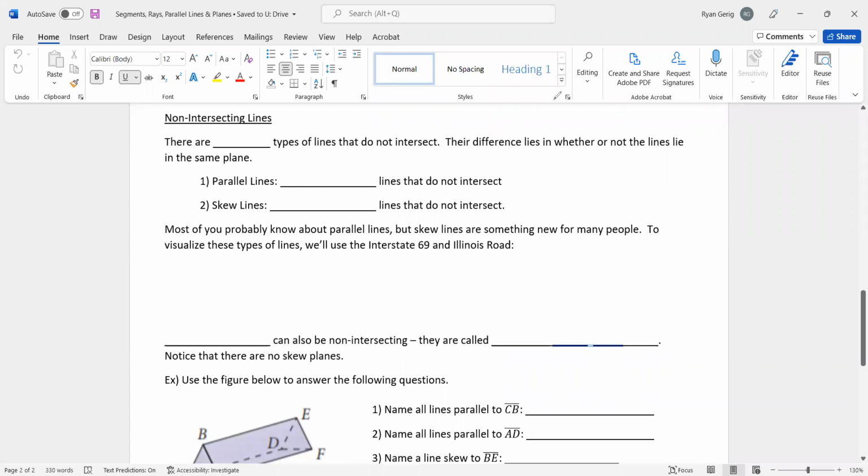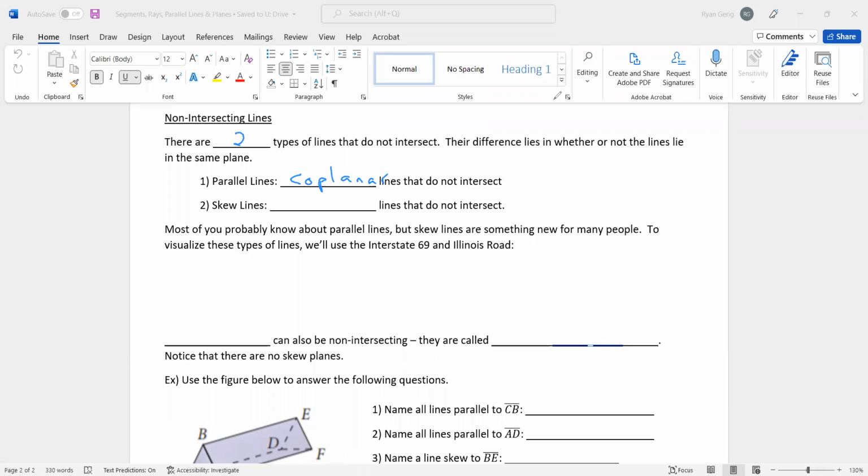Non-intersecting lines. If lines intersect, they intersect at a point. That was lesson 1. What happens if they don't? Well, there are 2 types of lines that do not intersect. Their difference lies in whether or not the lines lie in the same plane. Parallel lines you've heard of. Parallel lines are coplanar lines that do not intersect. So 2 lines that lie in the same plane that do not intersect.